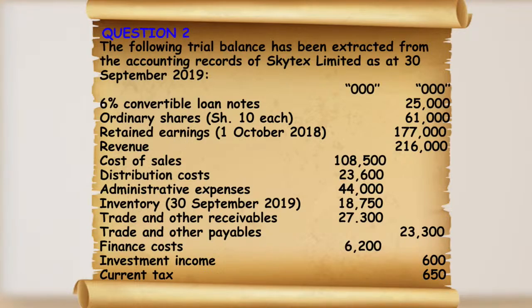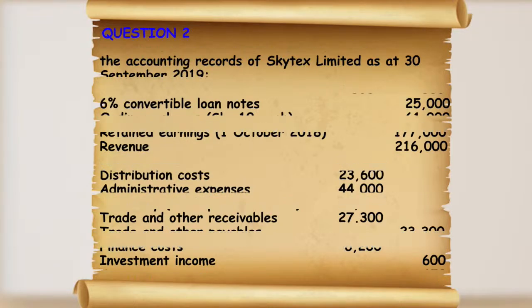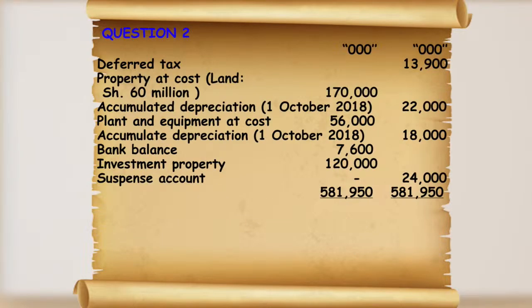So in our case, you're given the trial balance. First of all, we have 6% convertible loan notes, and then we have ordinary shares, retained earnings, revenue, cost of sales, distribution cost, administrative expenses, inventory as at 30th September 2019. We have trade and other receivables, trade and other payables, finance cost, investment income, current tax, deferred tax, property at cost. We have accumulated depreciation on 1st October 2018.